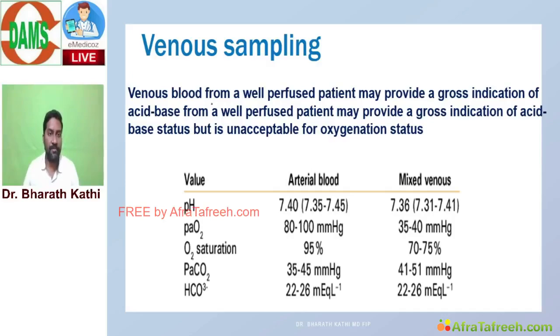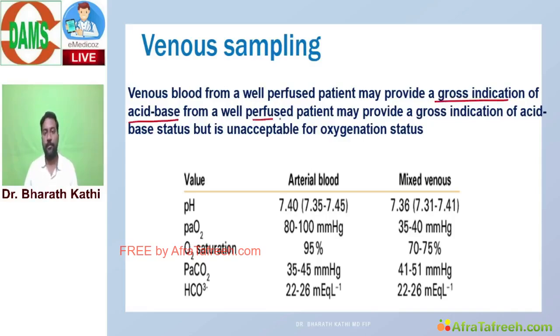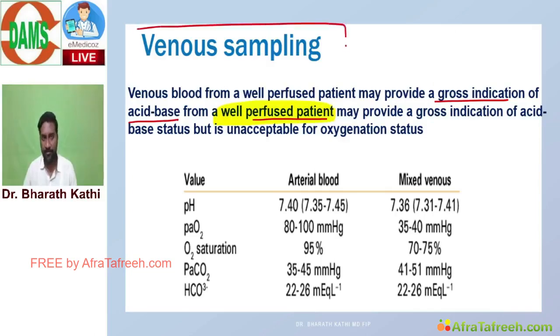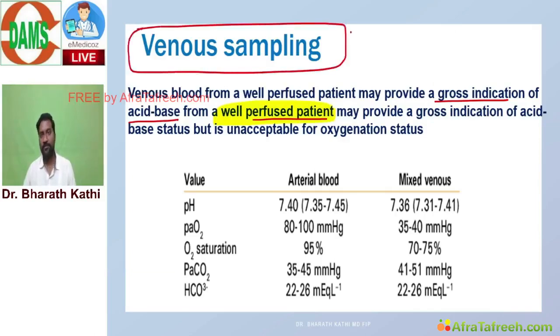So venous sampling. Venous blood from a well perfused patient may provide a gross indication of acid base status. If the patient is well perfused, it means his SpO2 is normal. So you can use a venous sample for assessment of acid base disorder, because the pH in vein and artery will be nearly the same. Only difference will be the oxygenation.